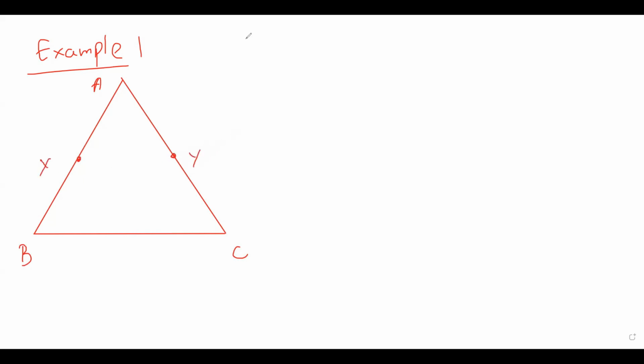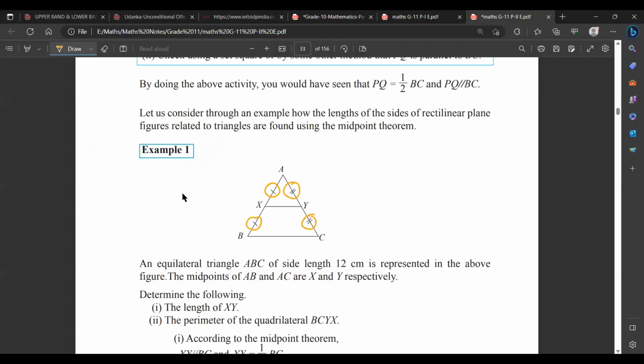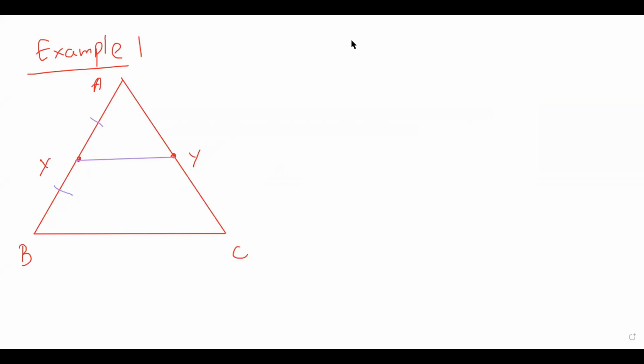Why are you saying they are midpoints? You can see they are showing that this part and this part are equal, and on the other line this part and this part are equal. So they are midpoints. According to the midpoint theorem, these two lines are parallel, and this part should be half of this part.